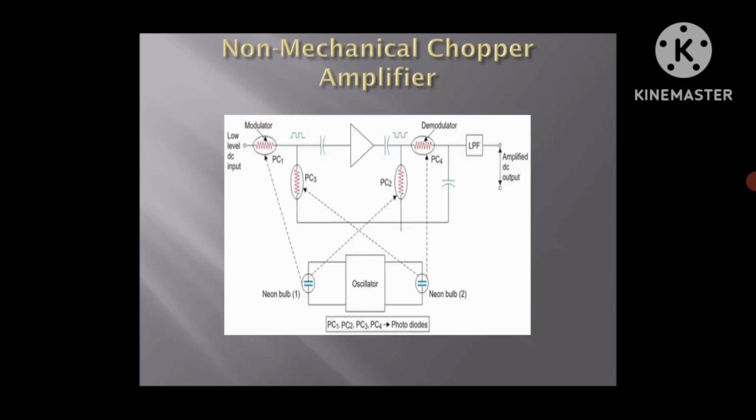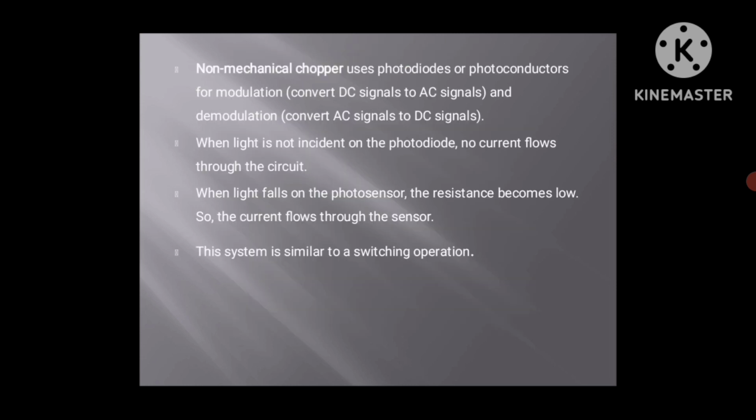This diagram shows the non-mechanical chopper amplifier. Here there is no relay or switch, so there is no need for any mechanically operated circuits. The circuit operates by itself. For that, they use a lamp, an oscillator and a photodetector, so the sensor.